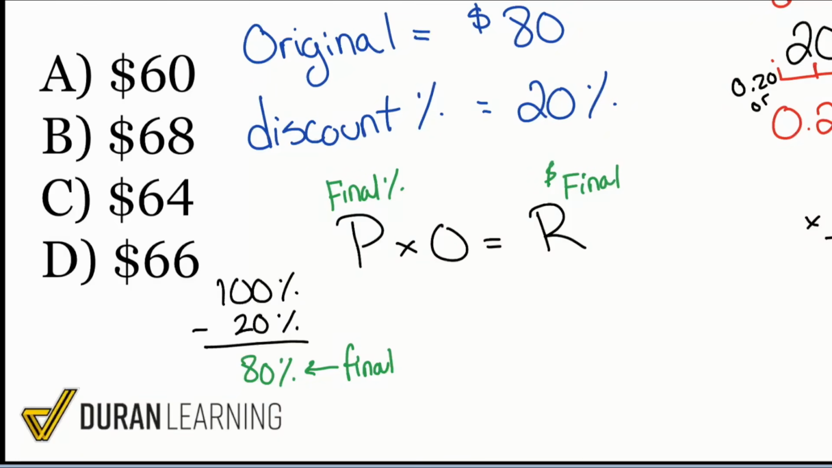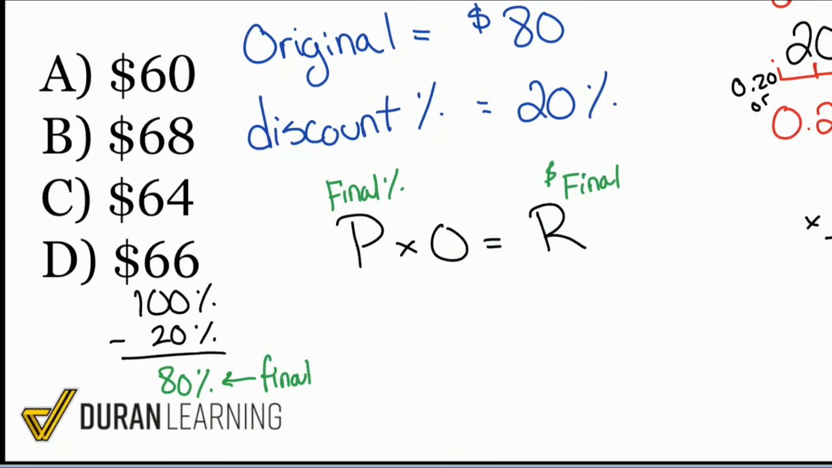Remember here, again, 100% is the original amount. We take away the discount, and here's our final amount. If you don't believe me that this will work, watch and learn here. I'm going to plug in the percent that represents the final amount, and I will get that final amount. We have 80%. Let me just move this to the side just a little bit here. We'll have 80% times the original $80, and that'll give us the final amount.